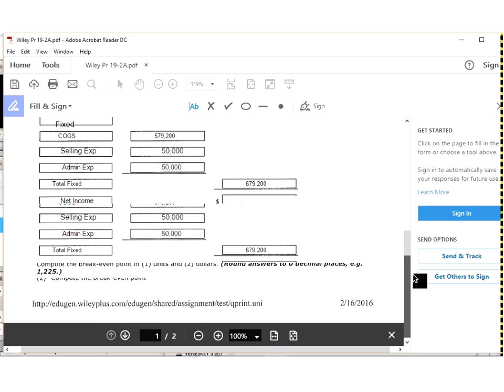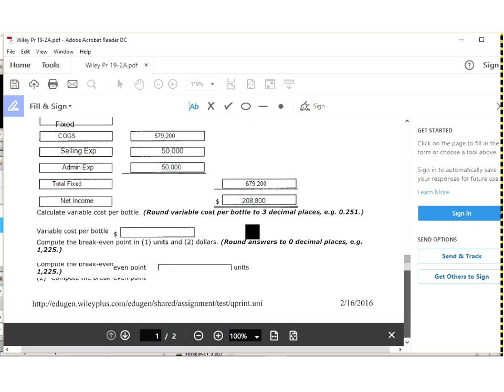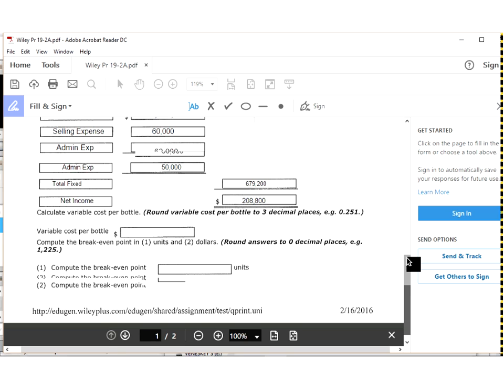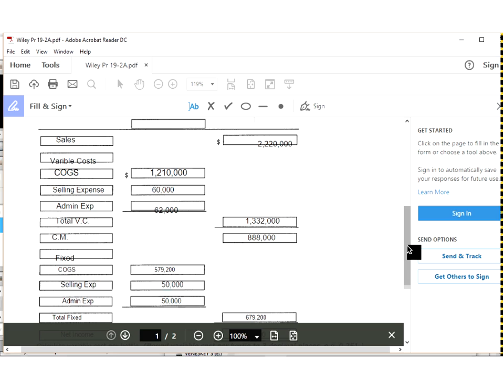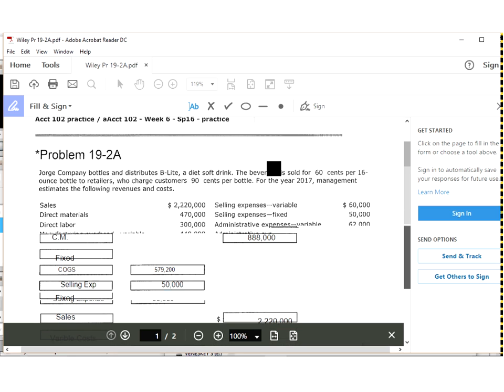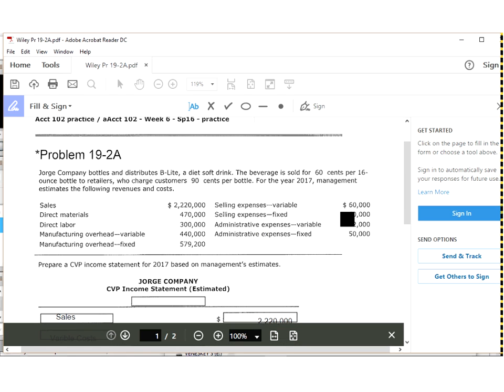Okay, now we move on to the next part. It says we want to calculate our variable cost per bottle. Well, that's not too hard as long as I know what our variable cost is, and I do, and I know how many bottles we sold, because I want to distribute that cost over the number of bottles. If I read through up here, nowhere does it tell me how many bottles I actually sold. But since it told me my total sale dollars, and it told me what I sold them for a piece, I can determine how many I actually sold.